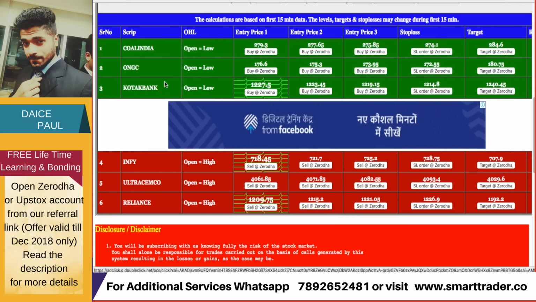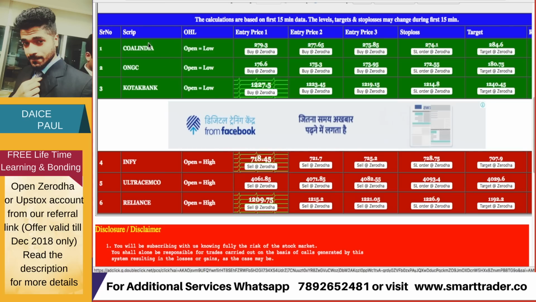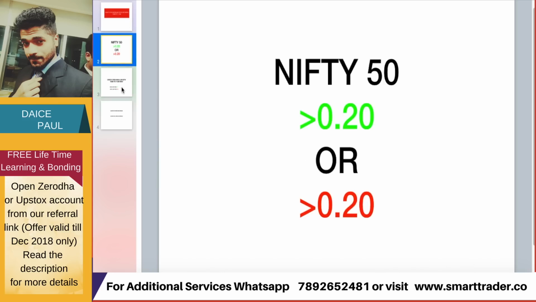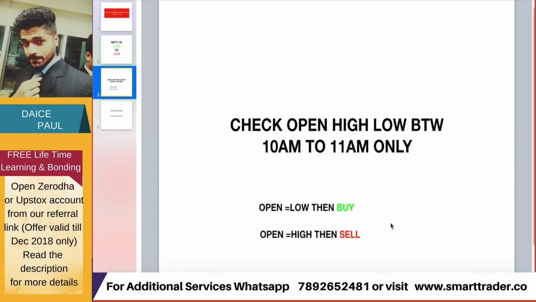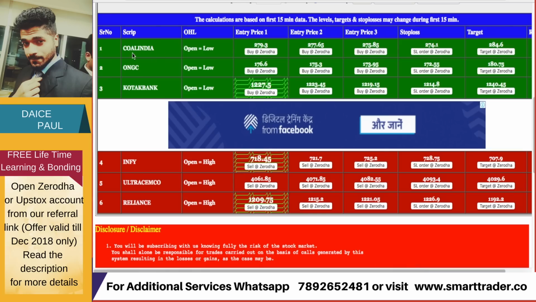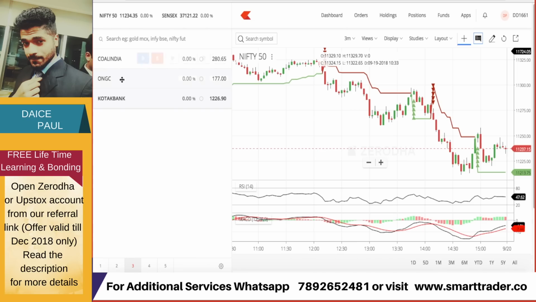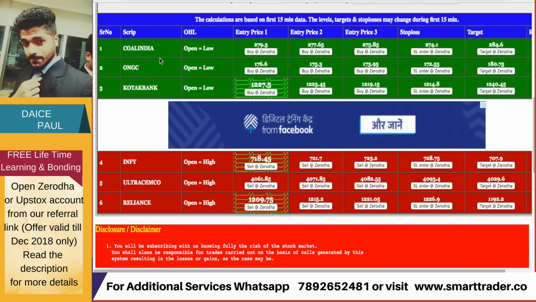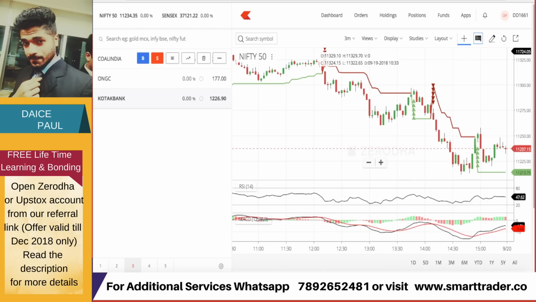For example, the market Nifty was above 0.20, green side, I would go with all the stocks with open is equal to low, what you studied here, right? If Nifty is green, open is equal to low. So Nifty is green, open is equal to low. These are the three stocks which I have. I will go and put these stocks in my radar. I just put them already for you: Coal India, ONGC, Kotak Bank, for example. So these three stocks are in my radar now.